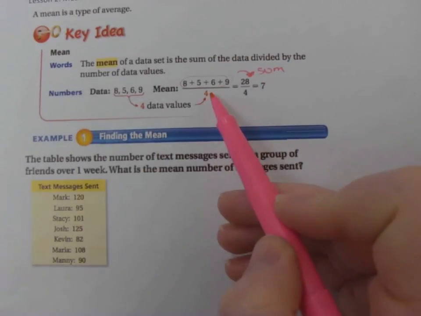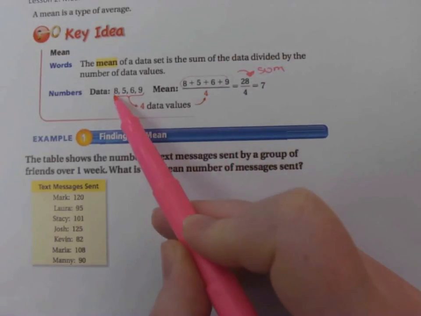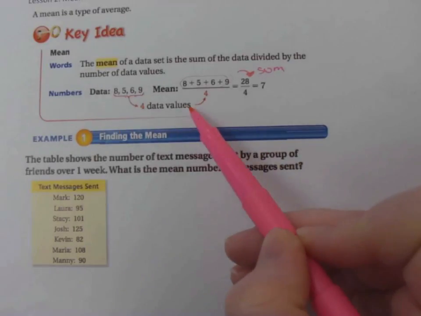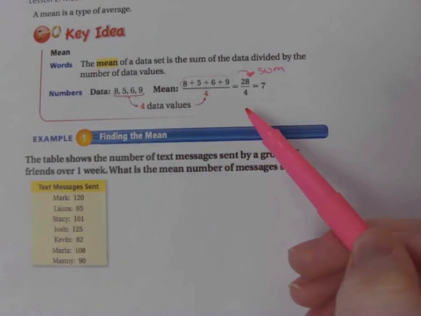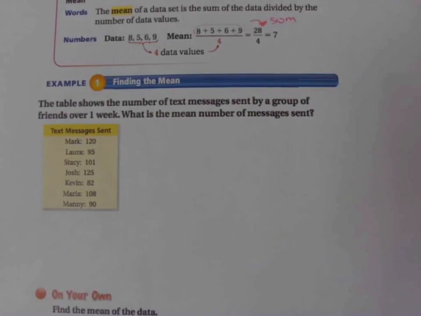And then we would divide by how many data values you have, which if you count 1, 2, 3, 4, you have 4 data values. So you divide that 28 by 4 to get 7, and that is the mean of that data set. So let's try an example.